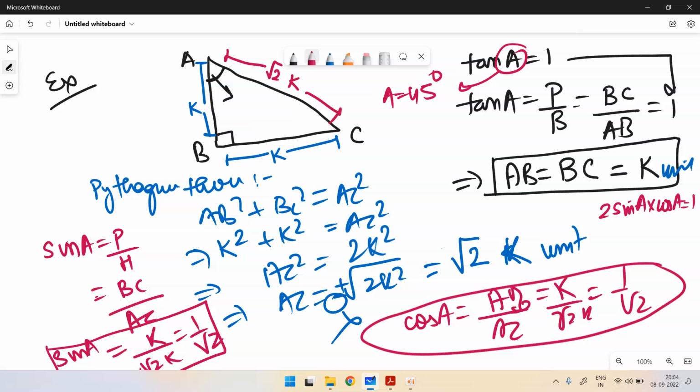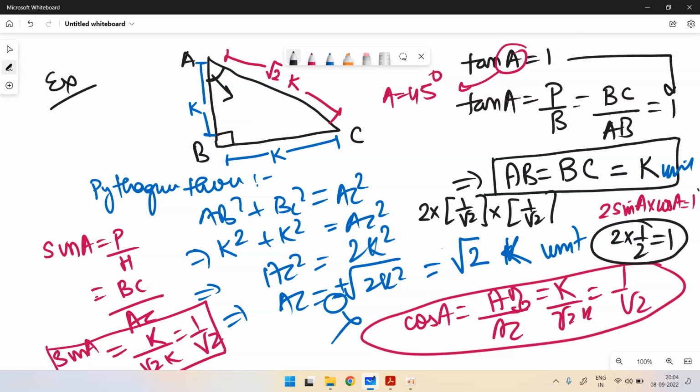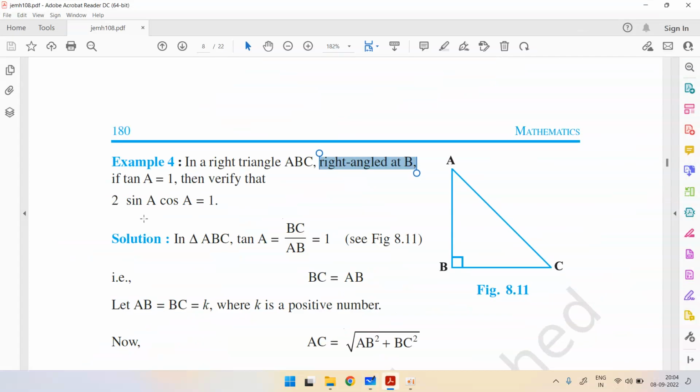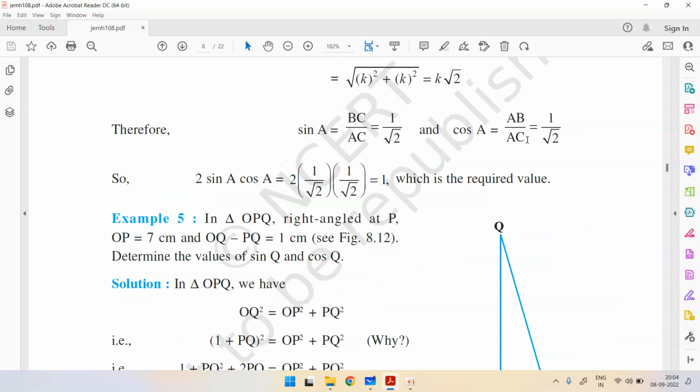So now what you have to prove is 2 sine A cos A. You can write this as 2 into sine A, which is 1 by root 2, into cos A, which is also 1 by root 2. So 1 by root 2 times 1 by root 2 becomes 1 by 2, so this is 2 into 1 by 2, which is equal to 1. Now this is my LHS and this is my RHS, and both are equal, hence the question which has been given is proved. Hence proved. As simple as that.